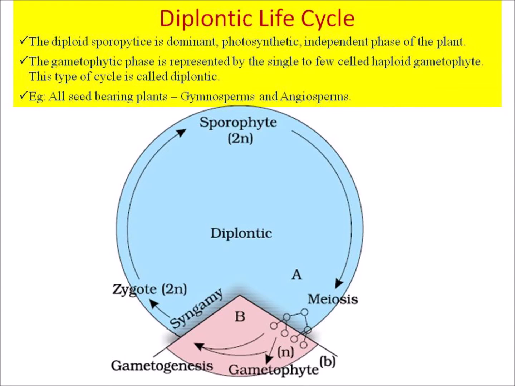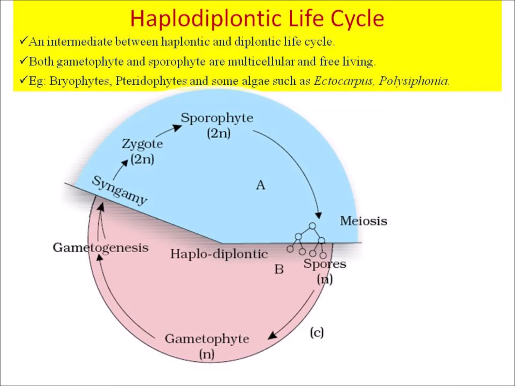In Diplontic life cycle, the diploid sporophyte is the dominant photosynthetic independent phase of the plant. The gametophytic phase is represented by the single to few celled haploid gametophyte. This type of cycle is called Diplontic. Example, all seed bearing plants, gymnosperms and angiosperms.